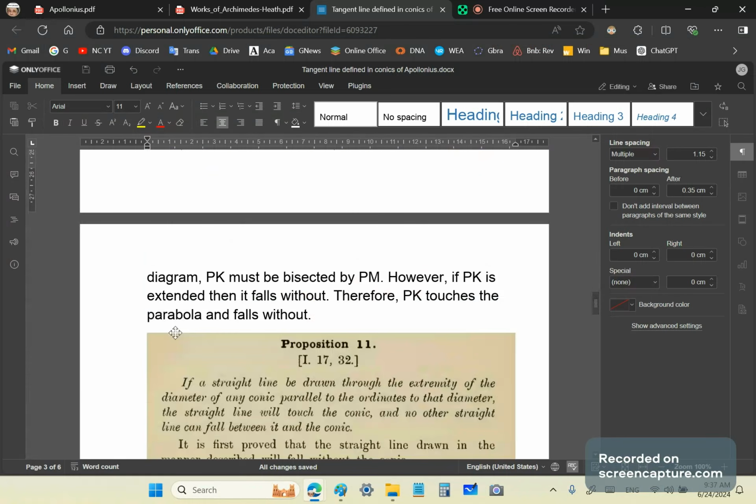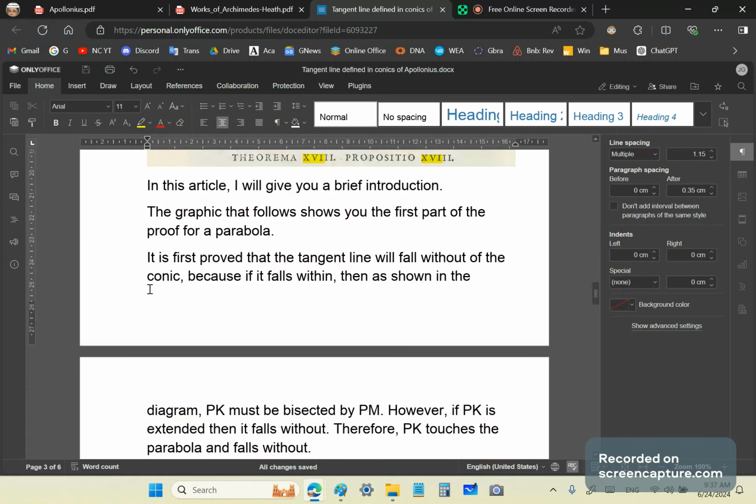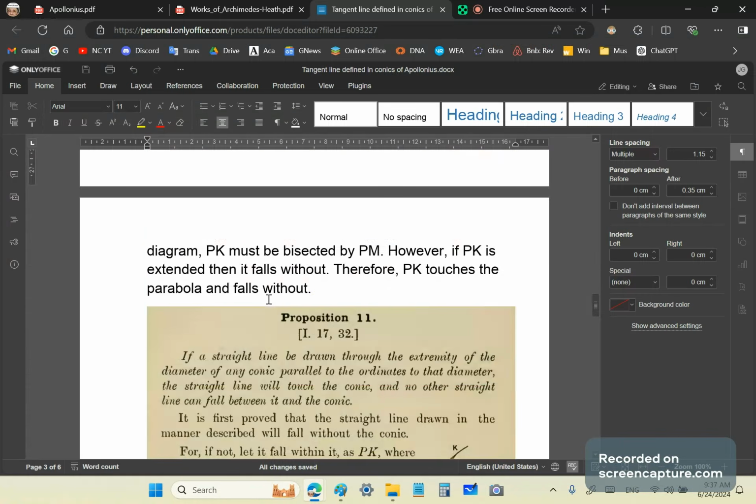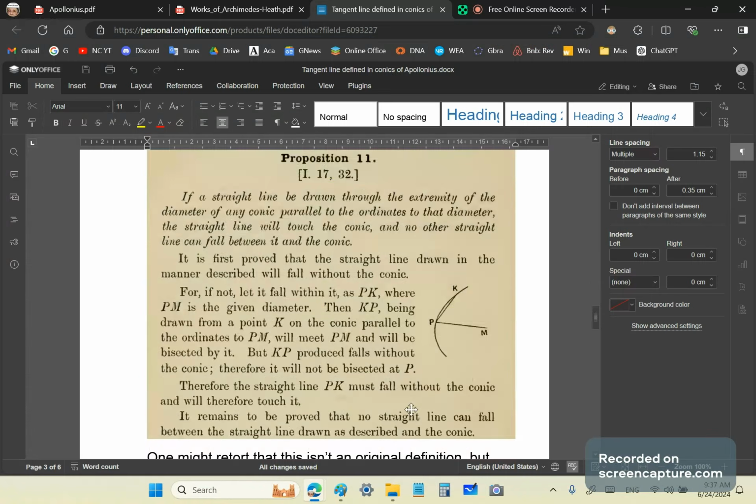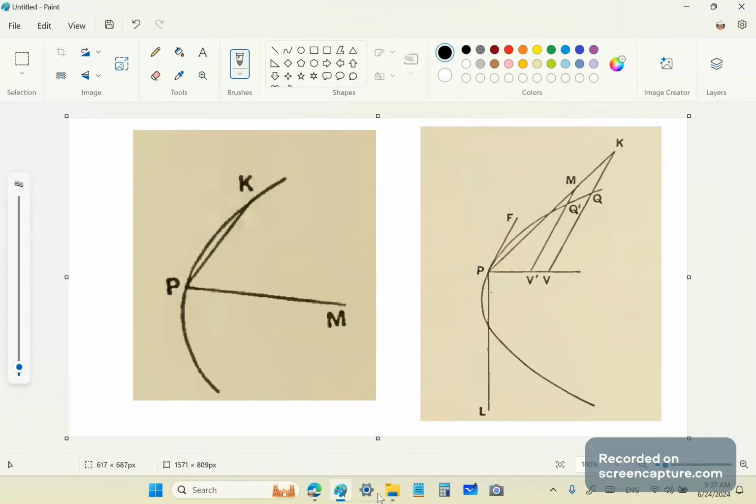In this graphic that follows, you'll see the first part of the proof of the parabola. If we look at this proof, as written out by Sir Thomas Heath in his translation, what he does is assume that... let's go to the main diagram here. It's much easier.